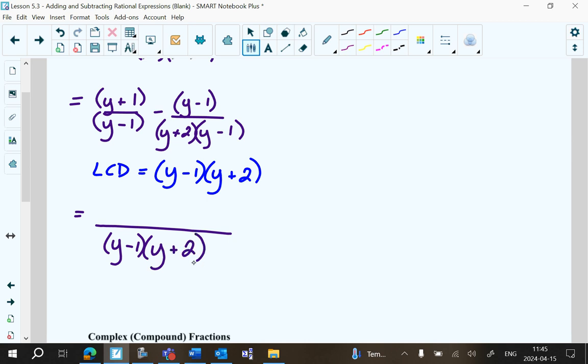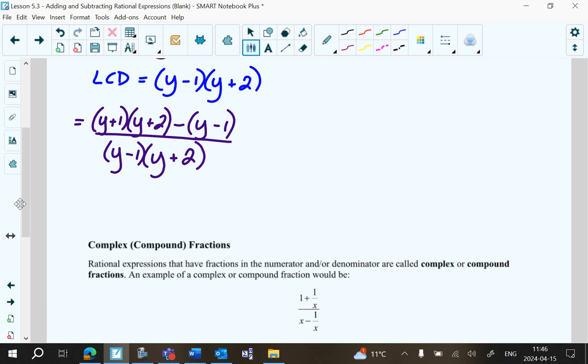Notice the first denominator is y plus 1. What must I multiply the first denominator by to get this? y plus 2. Notice that's a binomial times a binomial. That's 4 multiplications. Minus, what do I have to multiply the second one by? Nothing. It's the same. But remember, there's still parentheses there.